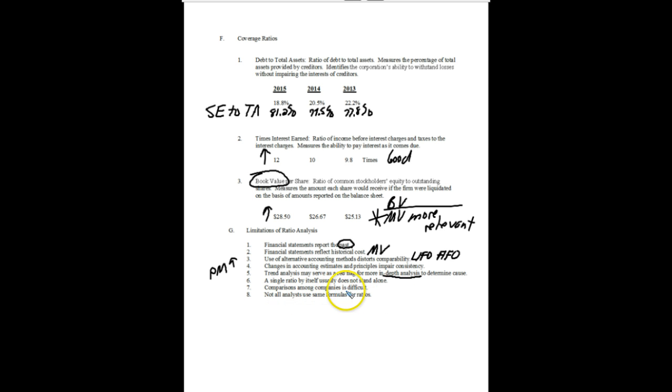Comparisons among companies can be difficult just because of different sizes of companies, that alone. Do you compare a really large company with a small company? Well, you can, but you want to factor in that a small company is going to have different economies of scale than a large company. Okay, and also not all analysts use the same formulas. Your textbook will have a formula. Even when you go to your financial management book, it may have the same ratio, but it may have a slightly different formula. So just heads up, not all analysts use the exact same formula for each of these ratios.